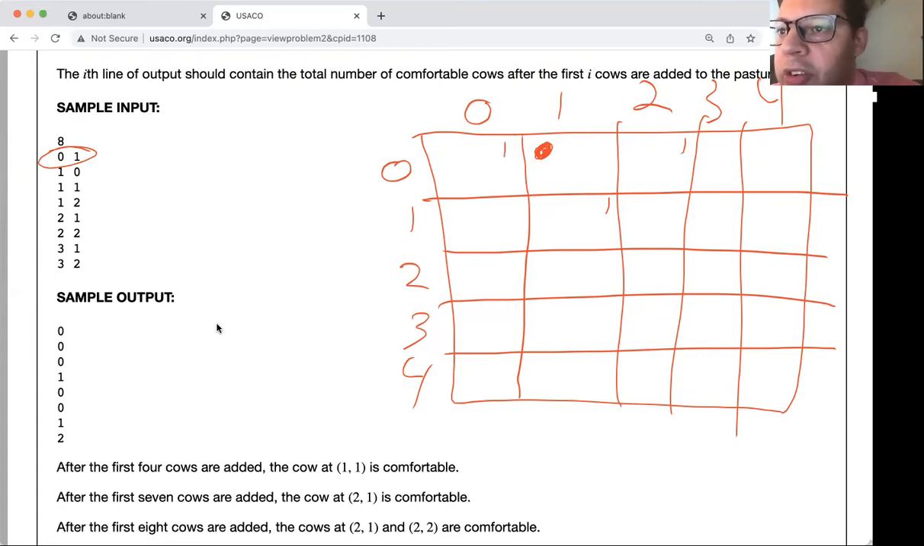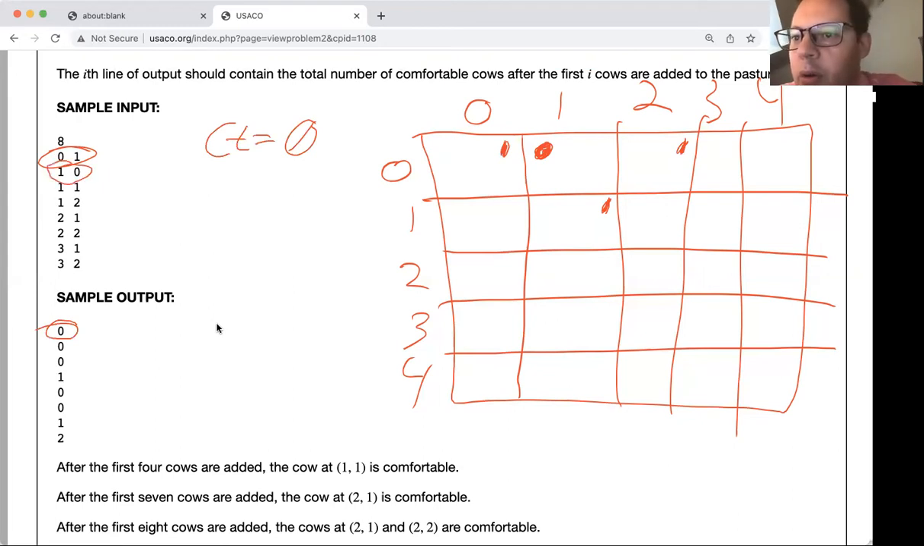Those ones where I change the number of neighbors are the only ones I need to check to see whether or not they've become comfortable. And I don't actually even need to look at their neighbors to know that. I just need to know how many neighbors they have. In this case, they all have one neighbor. So none of them are comfortable. My counter of how many comfortable cows I have is 0, and it remains 0. So I print 0, and then I can move on to the next cow.